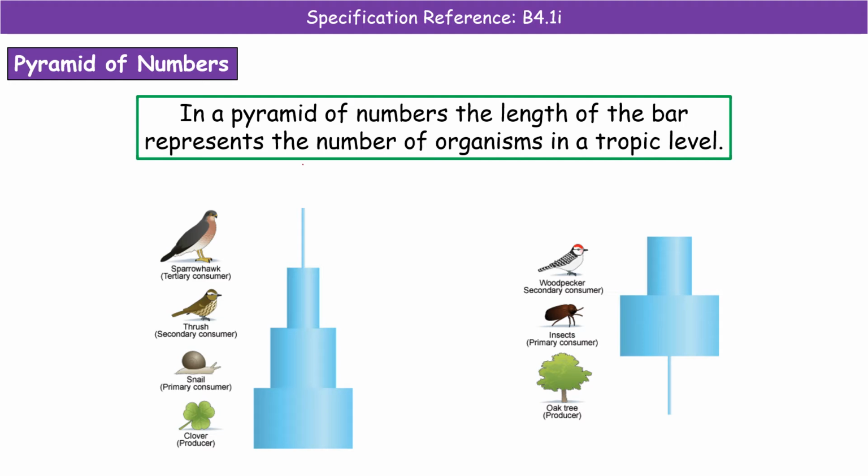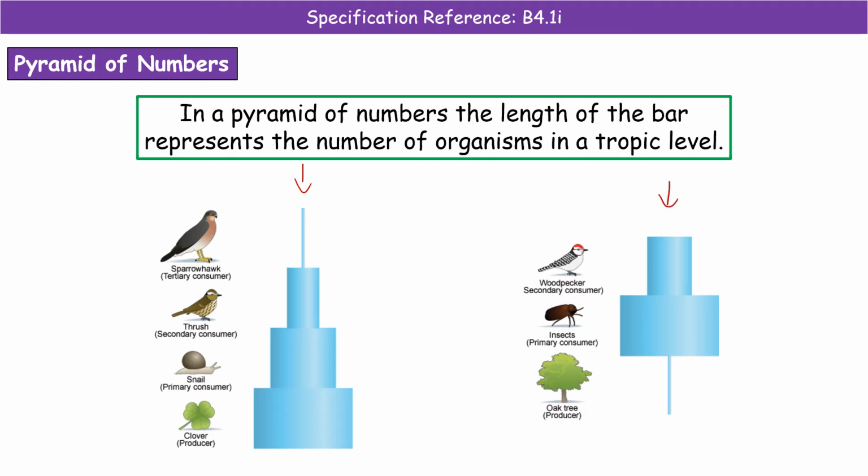Our little example on the left here, that is a pyramid shape, because at the bottom are producers, they're clover, there's going to be loads of them, so that's got quite a wide bar. Snails, there'll be slightly fewer, thrush, fewer, sparrowhawk, even less. So what we see is we do get a pyramid shape there.